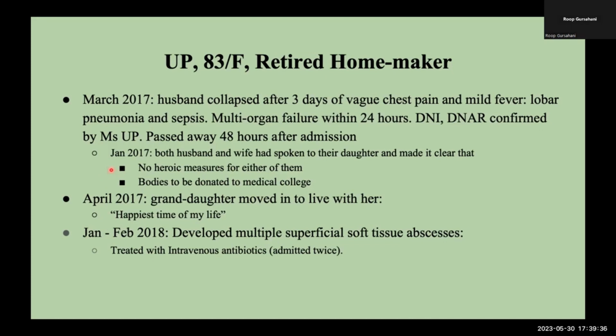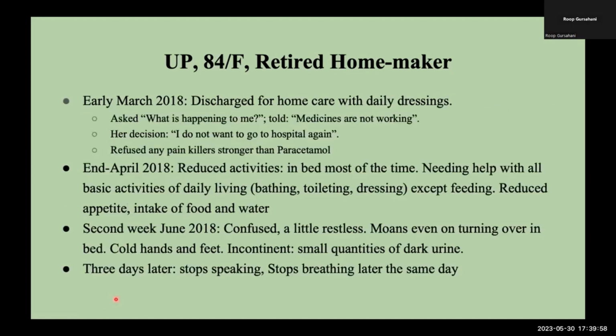So after her husband passed away, her granddaughter moved in to live with her, and in fact she seemed to bounce back. Except that about 8, 9 months later, her diabetes was, as it is, pretty bad. She developed multiple superficial soft tissue abscesses. She was admitted twice, given IV antibiotics.